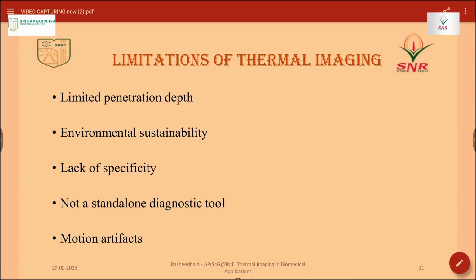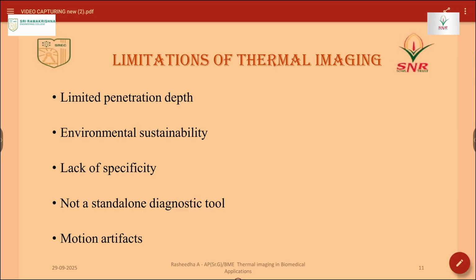Limitations of thermal imaging. Though thermal imaging shows various applications in the biomedical field, it too has some limitations, like limited penetration depth. Yes, this only detects surface level temperature changes, and it cannot provide information about the deeper internal organs like conventional imaging. And it is very sensitive to the environment. Environmental sensitivity also plays a vital role as a limitation, because it shows sensitivity towards temperature, humidity, etc.